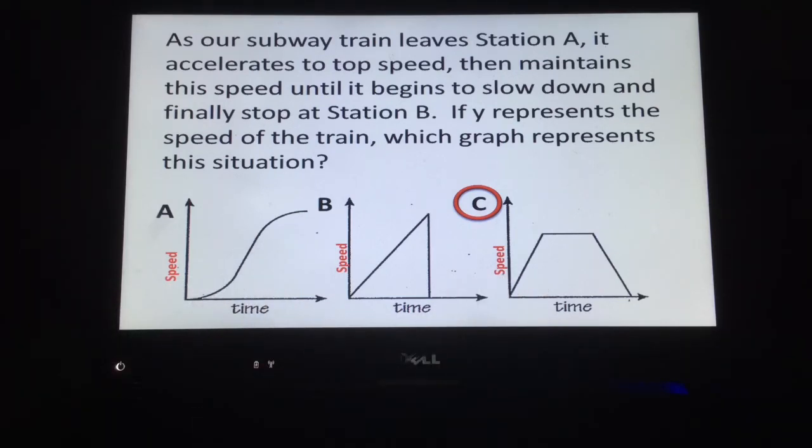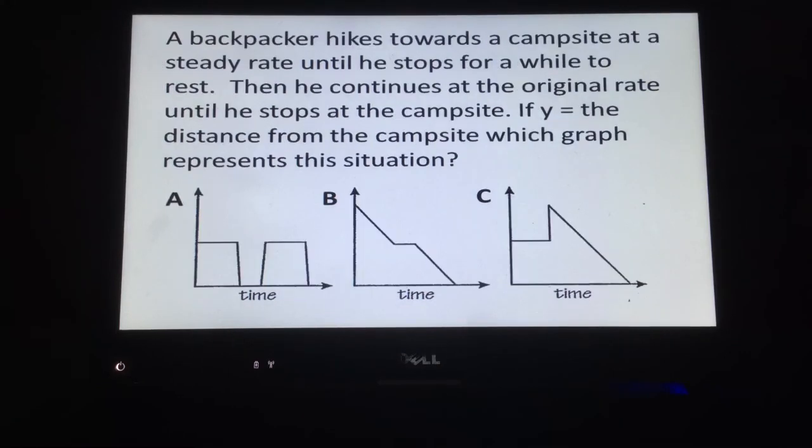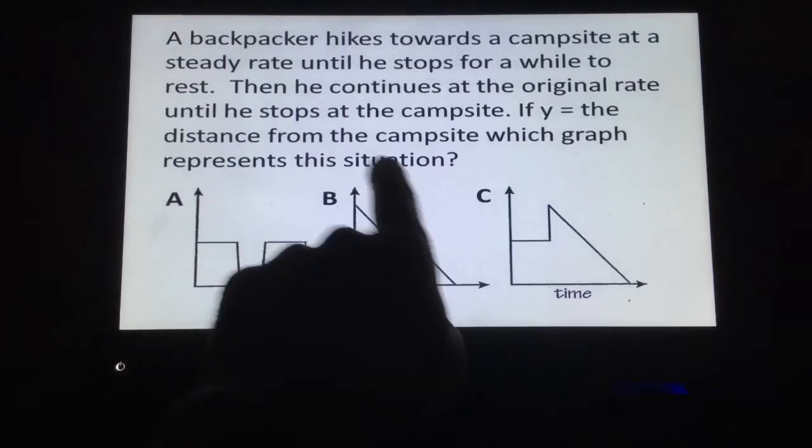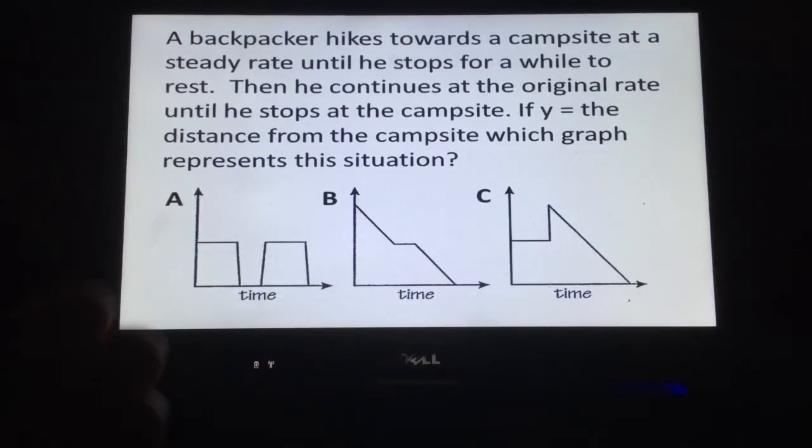Now this last one you're going to try totally on your own. All right, for this one it says if y is equal to the distance from the campsite. Now, since y is the dependent variable, we're going to put that on the y-axis over there. The dependent variable is distance from camp. Now, you have to read this carefully and try to figure out which one of these is the scenario. Go ahead and do that right now.